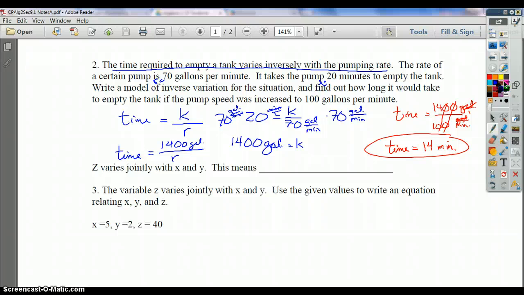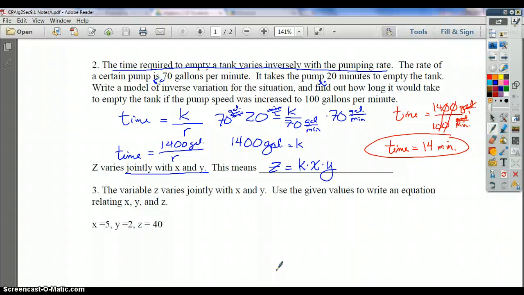Z varies jointly with x and y in the next one. This means basically the following: z equals k times x times y. Jointly just means they're both on top, x and y together. If you saw inversely, that one would be on the bottom. And you'll see examples of that here in a second.